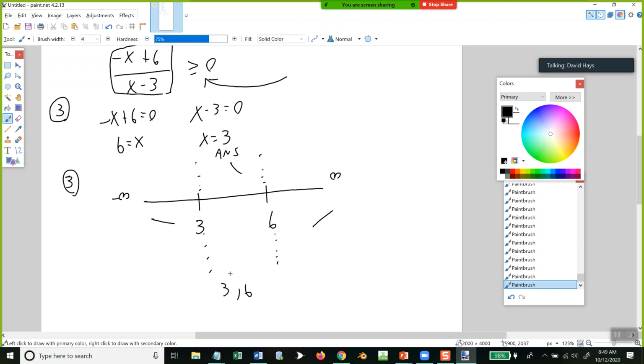From 3 to 6. Greater than or equal to, besides telling us above, tells us to use brackets. So we'll put a bracket on the 6, and we'll put a parentheses on the 3. Again, remember, if any critical value comes from your denominator, it always has to have a parentheses on it. So it cannot include the 3. Questions on that?